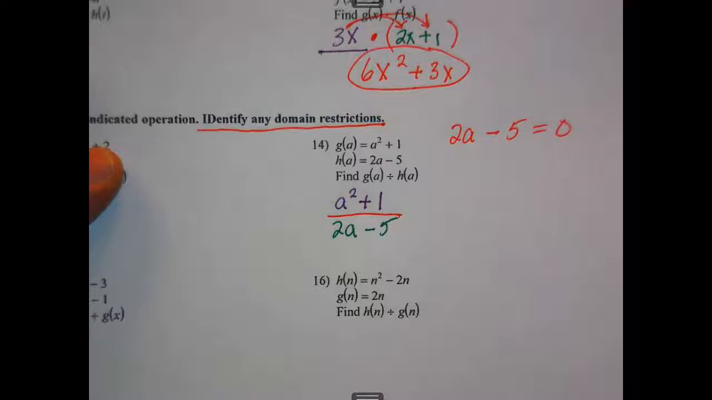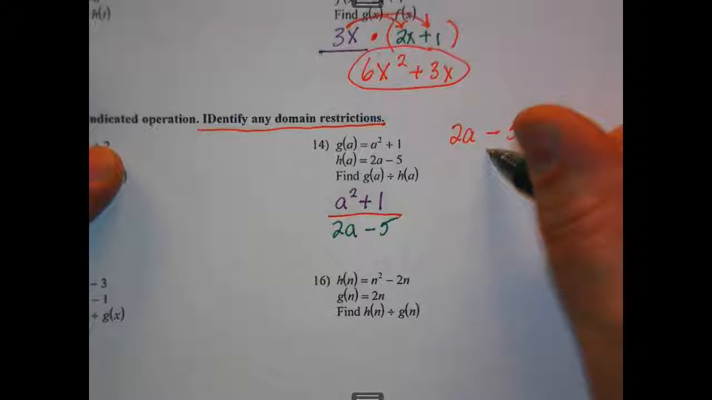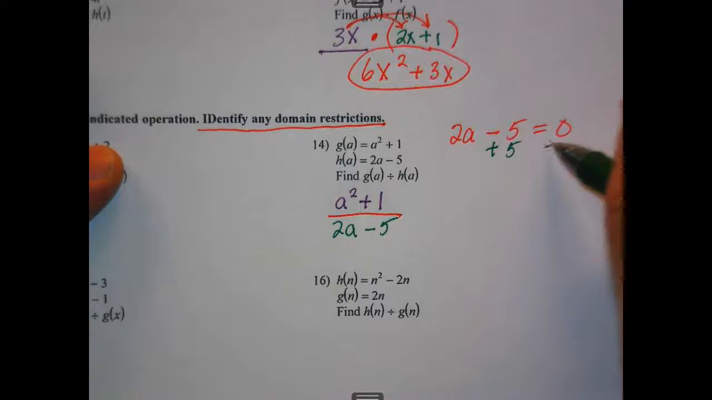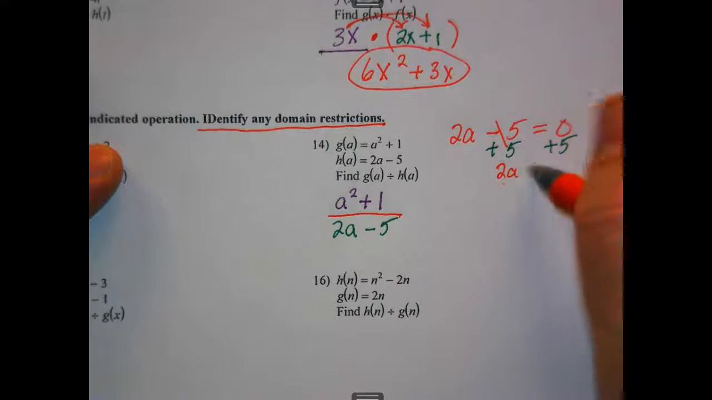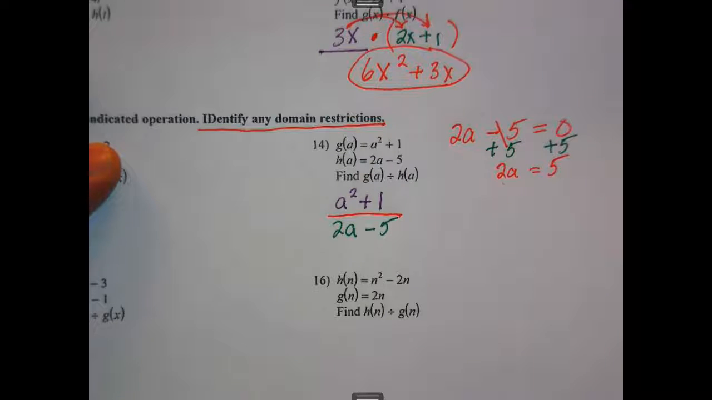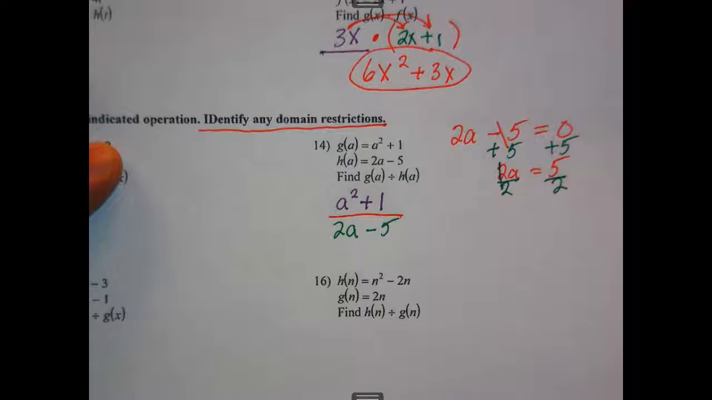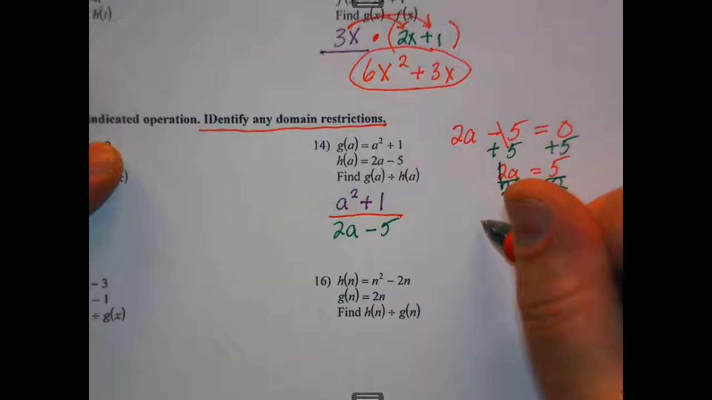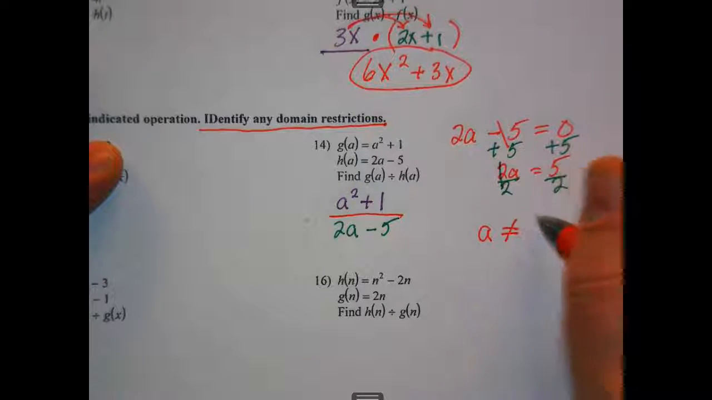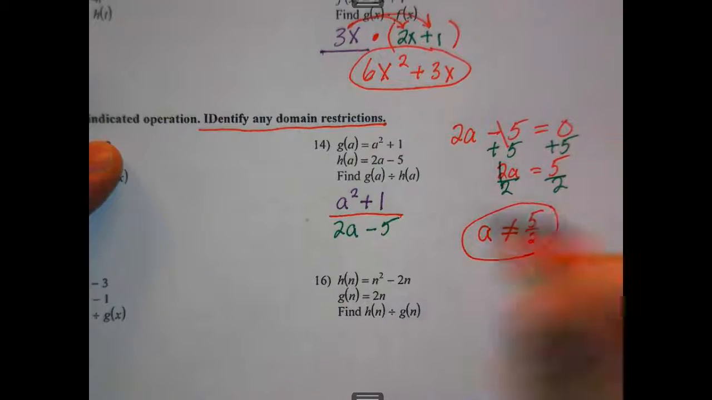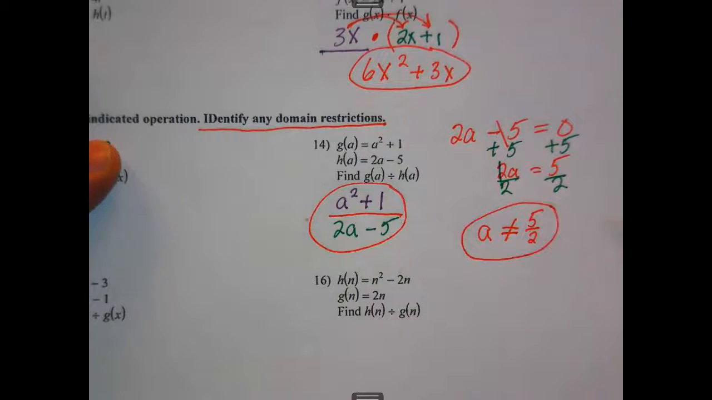All right, let's solve for a. Let's add 5 to both sides. So 2a equals 5. Then we're going to divide by 2. So what can a not equal? All reals except a cannot equal 5 halves. There's my domain restriction, and here's the answer to the problem.